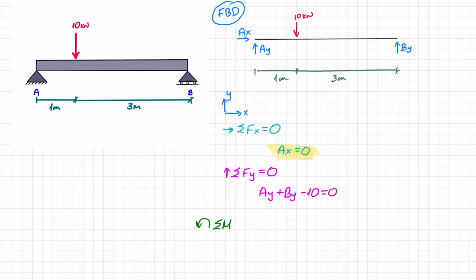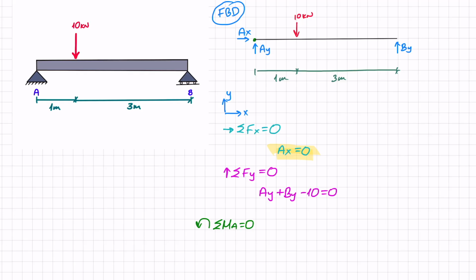Because as you recall, to get a moment, you need a force, but you also need a distance. So at a point where forces pass through, there is no distance, and therefore those forces passing through the point cannot contribute to moment. So I'm going to choose point A, because I can see that AY and AX pass through it. Sum of moments around A equals 0, so the only two things I have contributing to moment is the 10 kilonewtons and BY.